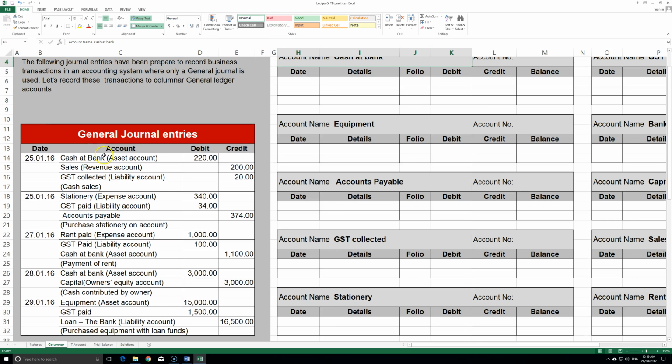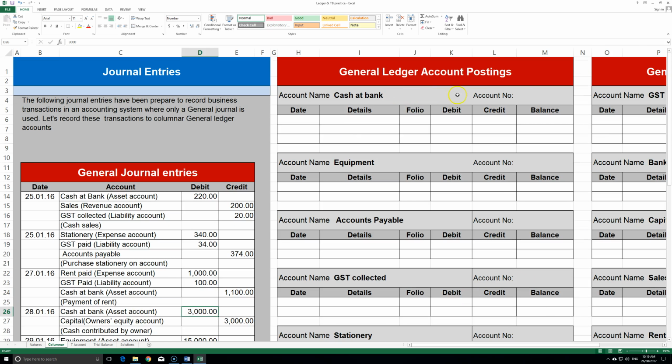Otherwise, we have our journal, yes, but if someone asked you what was the total increase to our cash at bank account, it would be very annoying to have to go through the ledger and add up all of the debits to cash at bank. Much easier to have them all in a ledger, and then it is summarized, and you can just glance at it to answer that question.